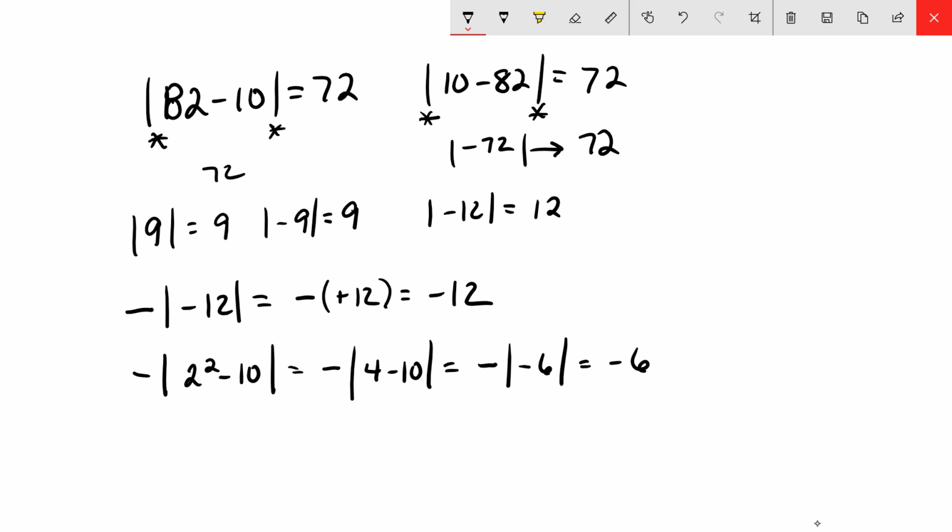We could potentially look at those two negatives making a positive, but remember, this negative is going to go away when I get my absolute value. So the absolute value of negative 6 is positive 6, but this negative on the outside is going to make that negative. Okay? Let's look at another example here real quick.